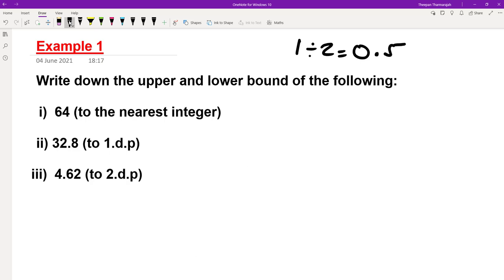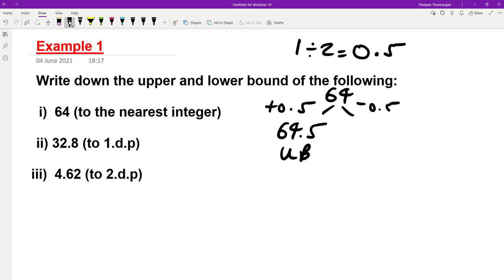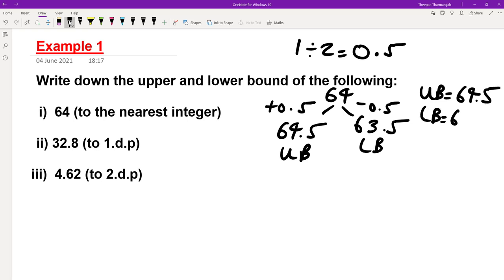So the upper bound of 64 is going to be 64 plus 0.5, which is 64.5. That's the upper bound. And the lower bound is 64 minus 0.5, which is 63.5. This is the lower bound. So the upper bound was 64.5. The lower bound 63.5.